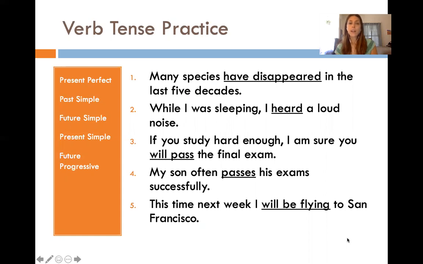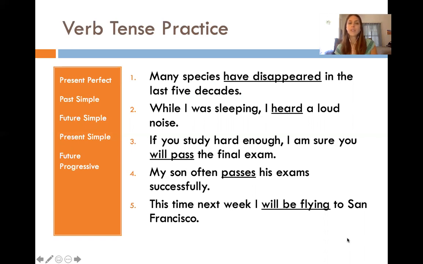The second one, while I was sleeping, I heard a loud noise. Kind of a weird little sentence, like you're not hearing when you're sleeping, but you are, right? You could say I woke up to a loud noise, but we're using the past simple because we're talking about 2 actions in the past. One is continuing and one is interrupting. So when we use this, while I was sleeping, and then boom, interrupted, I heard a loud noise.